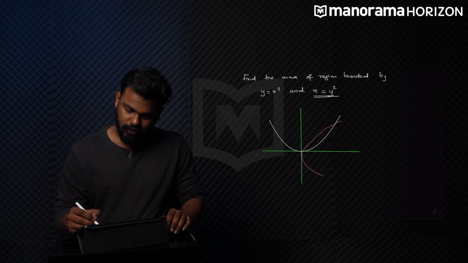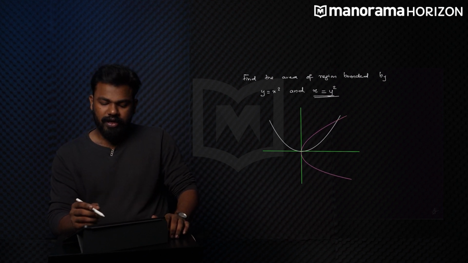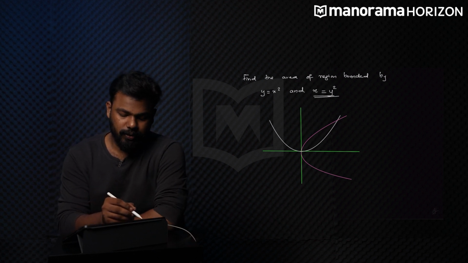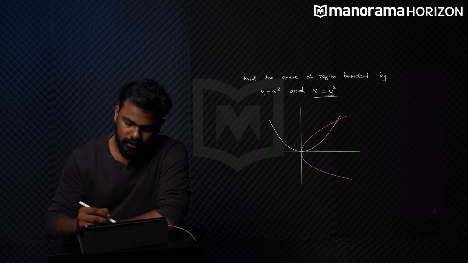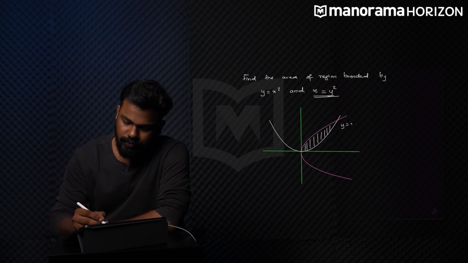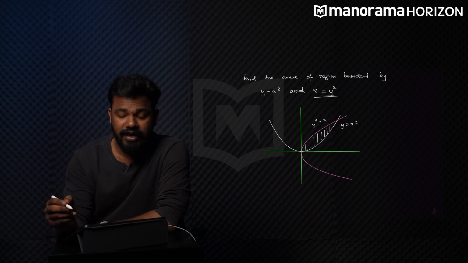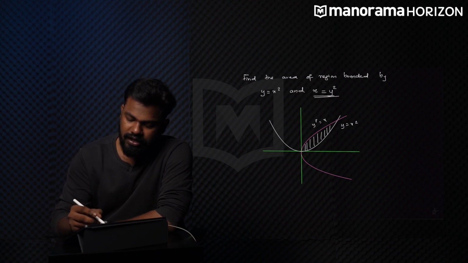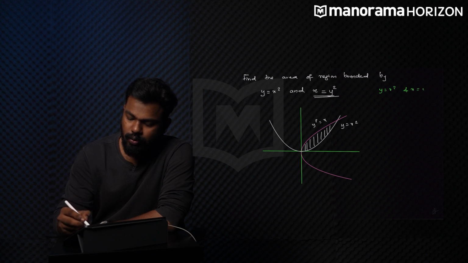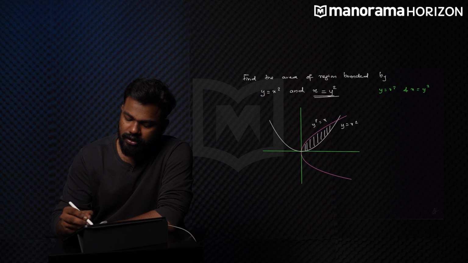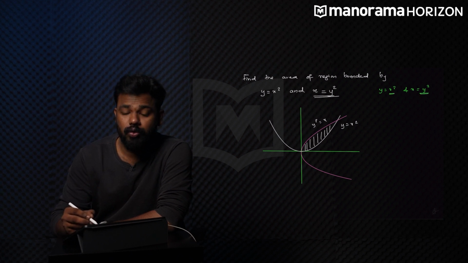So what will be this one? So this will be x is equal to y square. So you have over here y is equal to x square and x is equal to y square. So I told you to find out this area, the white one is y is equal to x square and the pink one is y square is equal to x. Find the intersection points. If y is equal to x square and x is equal to y square, you can say that I can put all this inside here, that is x is equal to y square, right? Or x square is equal to y.